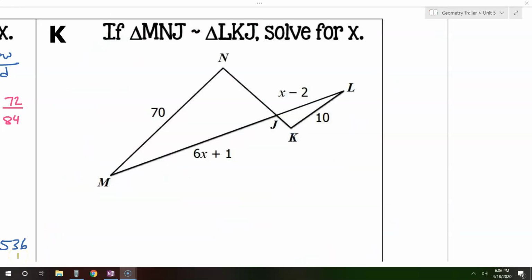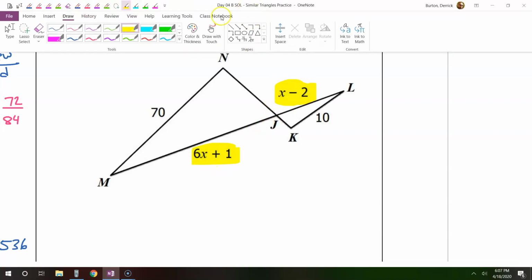On the next problem, the triangles are already separated for us, so we don't have to worry about that. However, it's important that we look very carefully to see which sides are actually corresponding sides. So, for example, this x minus 2, this is side JL. So I'm looking at my similarity statement. Here's J and here's L, the beginning and the end. That's going to correspond with MJ. All right, and here's MJ over here, so that means that these are corresponding sides.